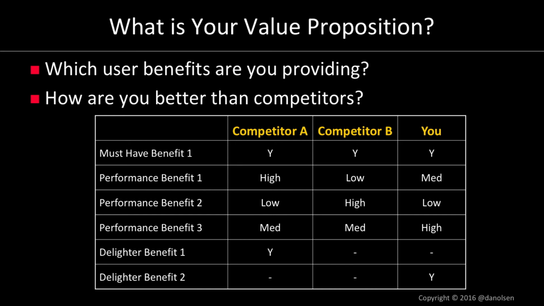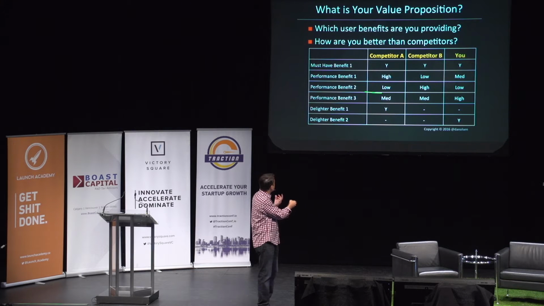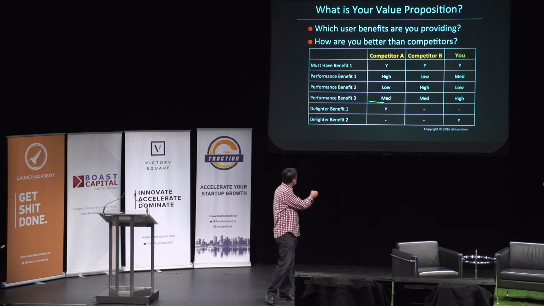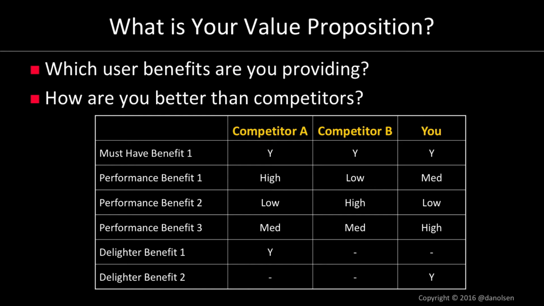We're going to, instead of trying to fight A on performance benefit 1, be okay at it. We're going to go ahead and seed performance benefit 2 and not worry about that right now. And we're going to try to be the best at performance benefit 3. Maybe we've identified some market segment where that's really important, that's underserved. Maybe we've got some technological advantage or some feature ideas for how we can better meet that need. And then we have a delighter here.